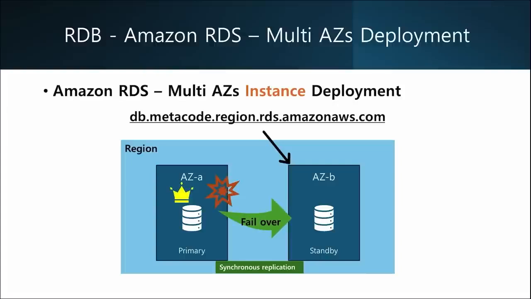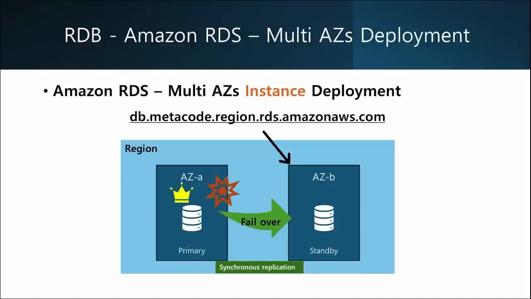When we access RDS, we access it using a domain name. Before the failure, the domain name is set to point to the primary instance. However, if the availability zone where the primary instance is located fails, the domain name can be automatically changed to the availability zone where the standby instance is located. This change is called failover, and this failover is automatically executed when a failure occurs.